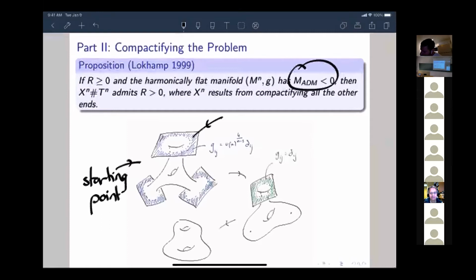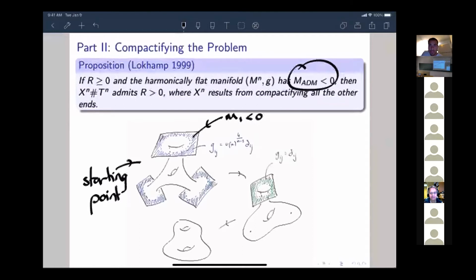Suppose that the mass when you measure here, so call it say M1 for this end number one, suppose it's negative, right? Then what you can do is you can actually compactify these ends by using the conformal factor as a kind of way to bring the non-compact ends and to close them down.